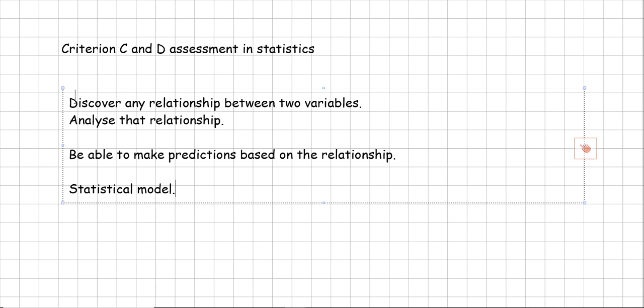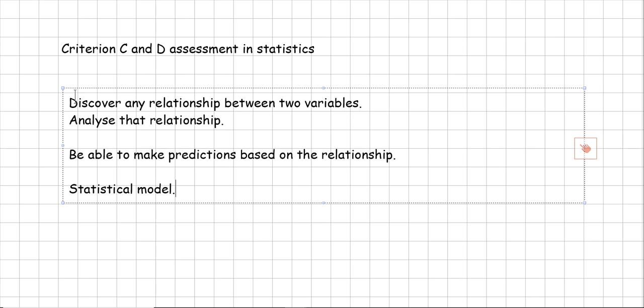Okay, so that's what we're looking for. We're looking for a relationship between two variables. We want to analyze that relationship. We want to be able to make predictions based on that relationship. So we're creating what's called a model, a mathematical model. In this case, it's a mathematical model based on statistics rather than just a function or a formula from an exact relationship.